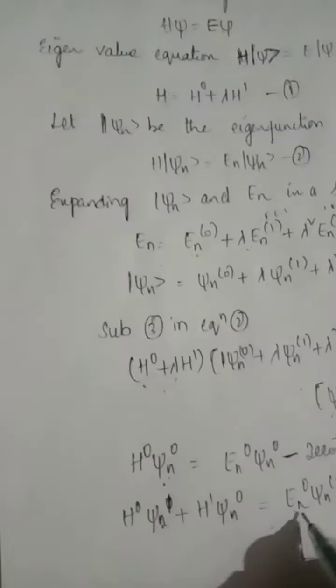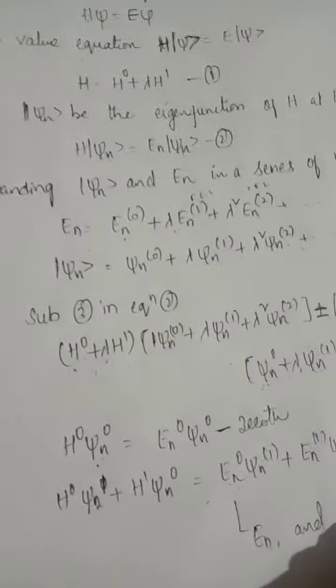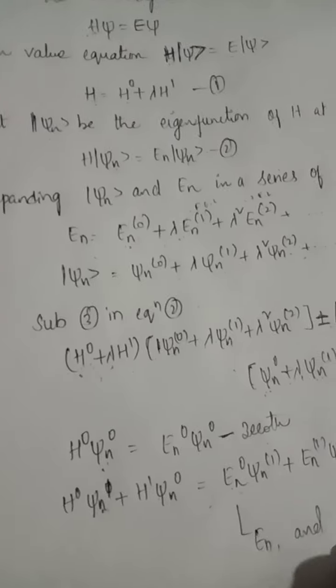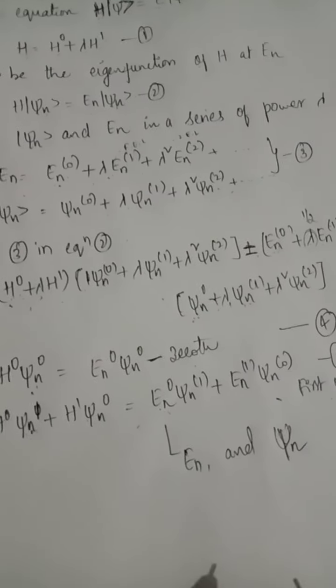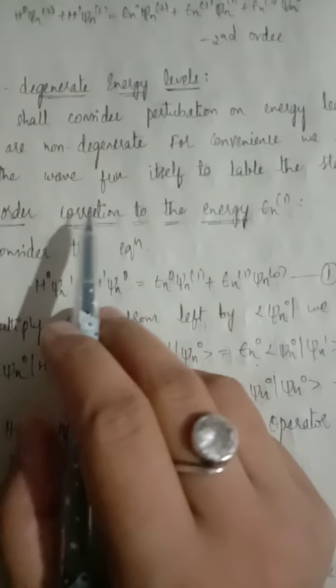Now for first order, we will find the first order perturbation for energy En and the first order perturbation for wave function psi n. First of all, we will find the first order correction to the energy En. We can say correction or perturbation or any small disturbance. So further we are considering the equation. Which equation? Already we have done that equation.